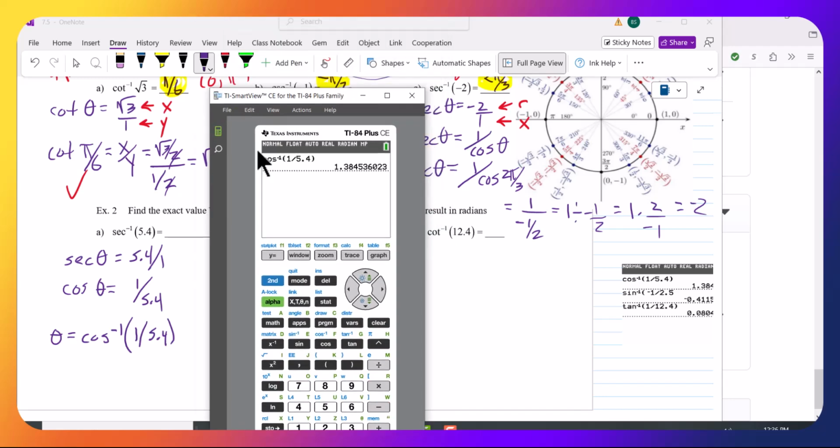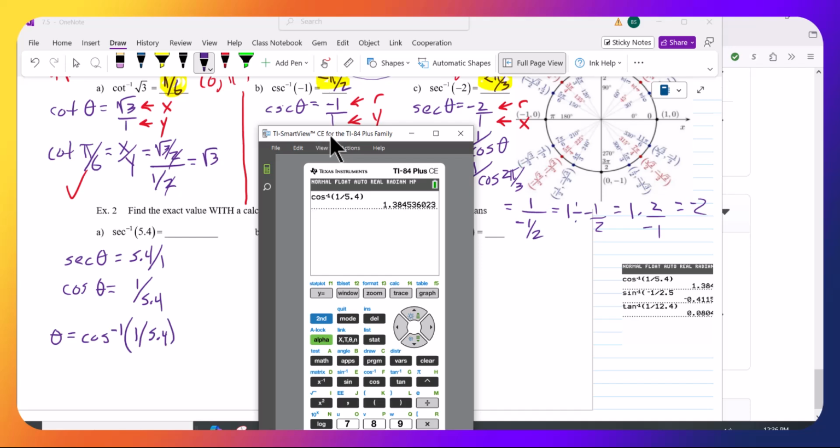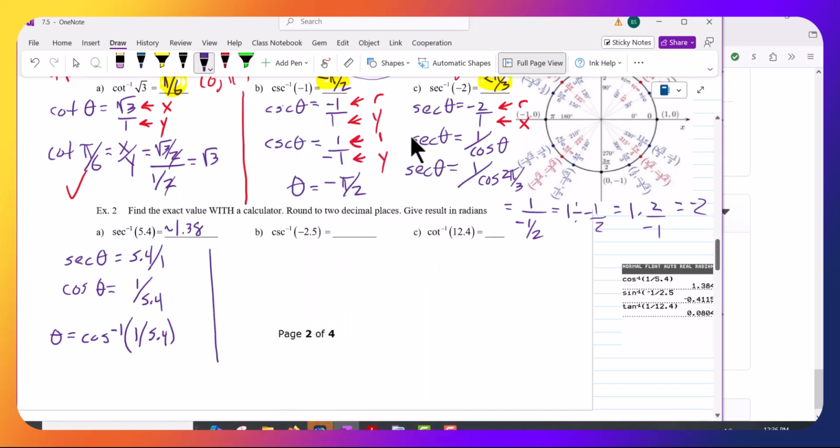So I'll just round that off. I think I'm telling you in this to round to 2 decimals. So we'll round this off to about 1.38. Okay, like that. And all these problems are done the same way. Okay, next one, write this as cosecant theta equals -2.5.